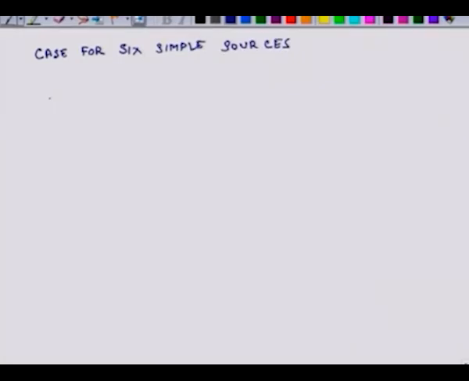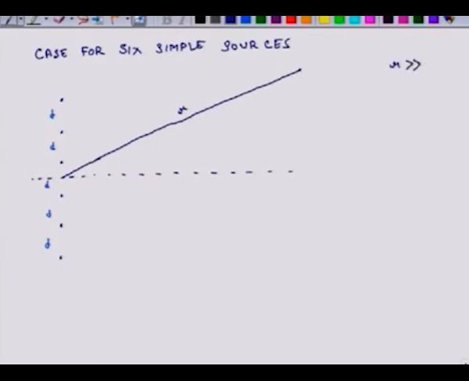So, we have source 1, source 2, source 3, source 4, source 5 and source 6. This is my midpoint. The distance between each of these sources, adjacent sources, is again d. I have a far flung point such that the distance between the midpoint and this far off point is r, such that r is very large compared to d.